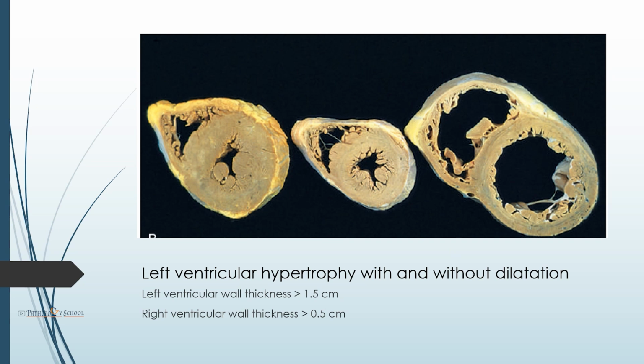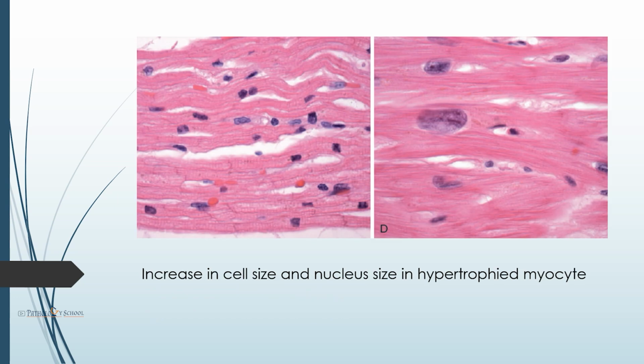We can say left ventricular hypertrophy if left ventricular wall thickness is more than 1.5 cm and right ventricular wall thickness is more than 0.5 cm. In this microscopic image, we can see the increasing cell size and nuclear size of hypertrophied myocytes. We can see here a box-shaped nucleus which is seen in hypertrophy.